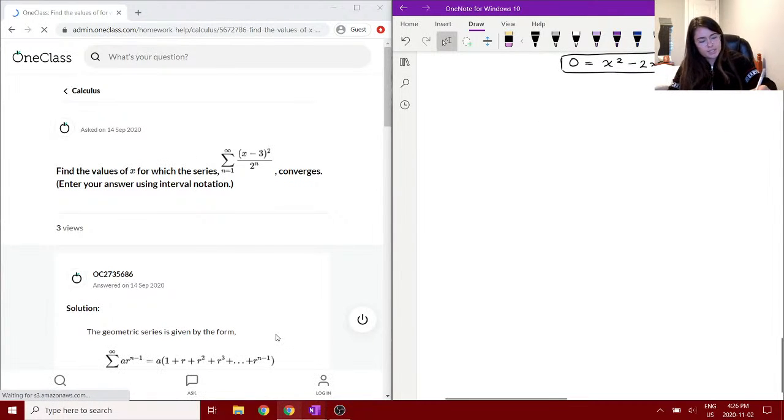Okay, on to the last question for today. All right. This question asks, find the values of x for which the given series converges. And then it asks to answer the question in interval notation.